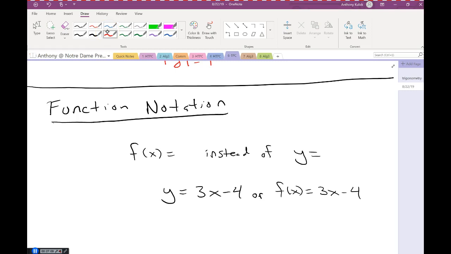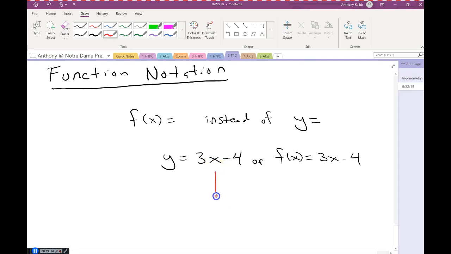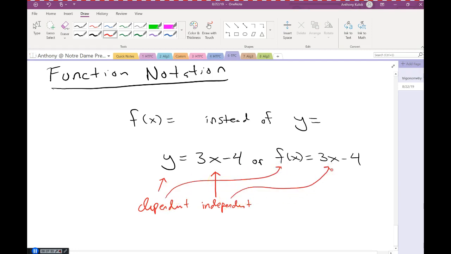Either one is fine. We're just going to use those two symbols kind of interchangeably. We have a special name that we give to each of these variables. We call x the independent variable, and the y is the dependent variable. Or similarly, the f of x is the dependent, and the x is the independent.